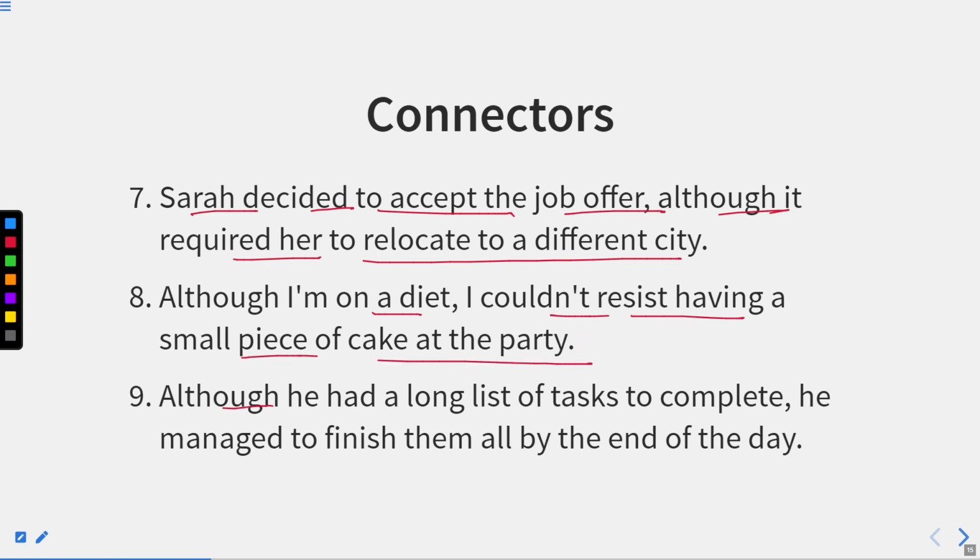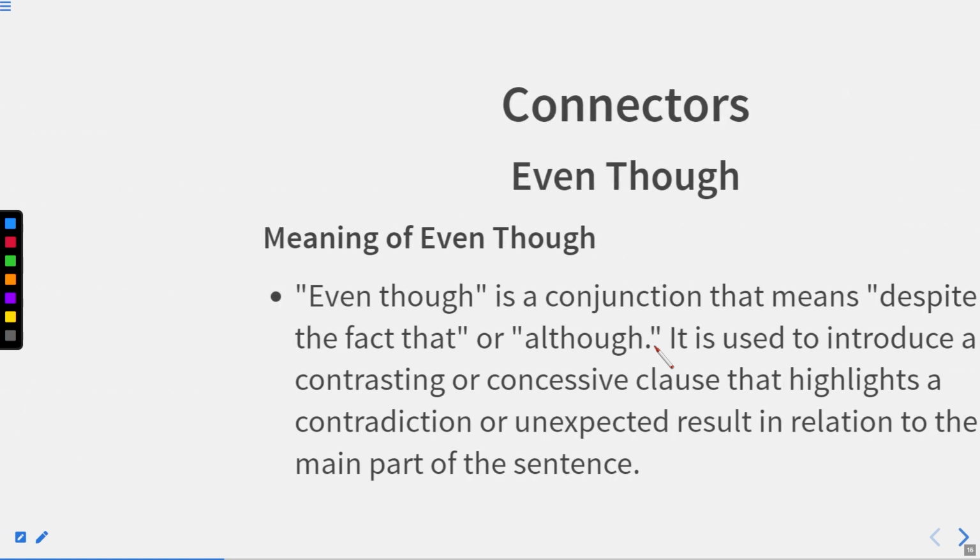Okay. Although he had a long list of tasks to complete, he managed to finish them all by the end of the day. So this is something very, very nice, that he had a long list. In fact, he had many pieces of work to do. Still, he managed to do all the work by the end of the day. So although shows the contradiction between his having the long list of tasks and, on the other hand, he managed to do all of them by the particular time.